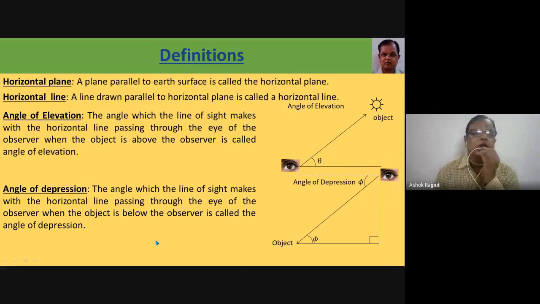So we have defined here horizontal plane, horizontal line, angle of elevation, and angle of depression. These are very useful in height and distance when we make the figure. So first we should be clear about which one is the depression angle and which one is the elevation angle. Now we are going to the next, important results.